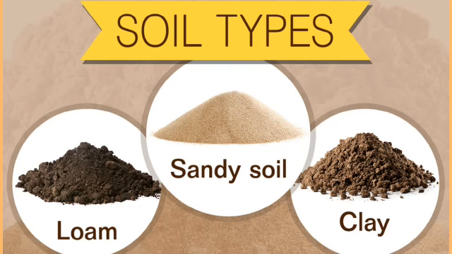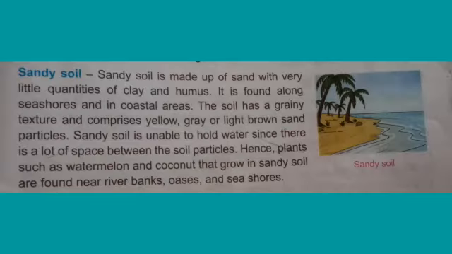There are three types of soil. One is sandy soil, the second is clayey soil, and the third is loamy soil. One by one I read and explain these types of soil. First, sandy soil. Sandy soil is made up of sand with very little clay and humus. It is found along the seashore and in coastal areas. The soil has a grainy texture and comprises yellow, grey or light brown sand particles.